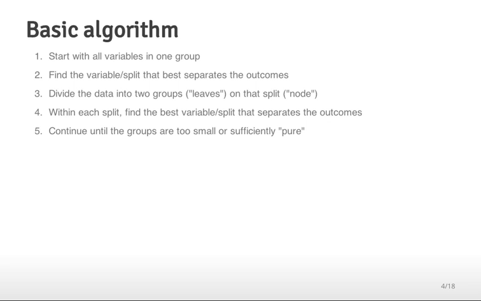So the basic algorithm is as follows. You start with all the variables in one group, then you find the first variable and split that best separates the outcomes. When I talk about separating the outcomes, I will talk in just another slide about a measure of homogeneity. Basically, you want each group to have a very homogeneous set of outcomes. Once you've divided the data into two groups, into two leaves at a particular node, then you go within that particular group and perform another split, trying to find the best variable or split within that separates the outcomes within the previous split.